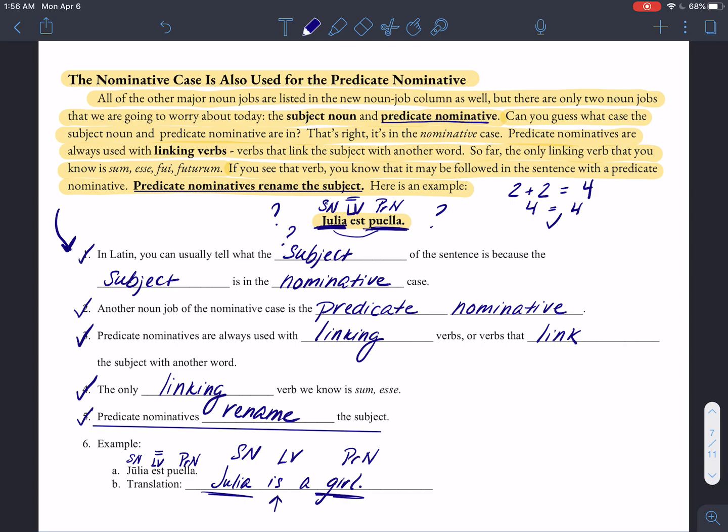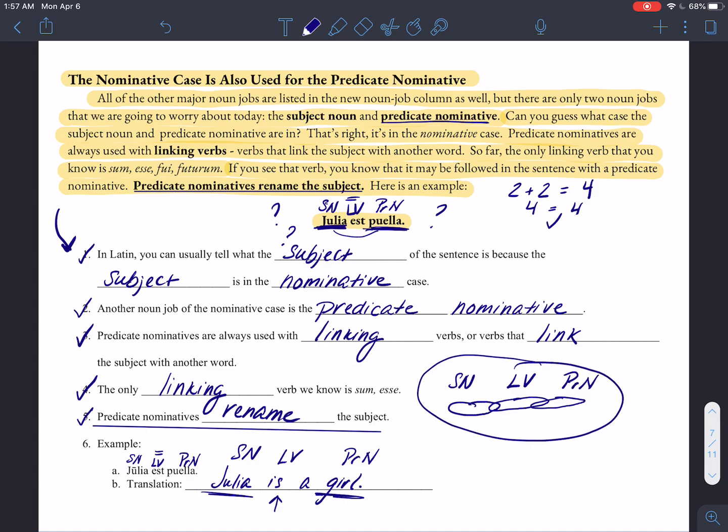It's connected by this linking verb. Think of it as a chain. You've got 1 link, 2 link, and 3 link. They're all connected. You've got your subject noun, your linking verb, and your predicate nominative. All of these are linked together because they're all related and they're all talking about the same thing.